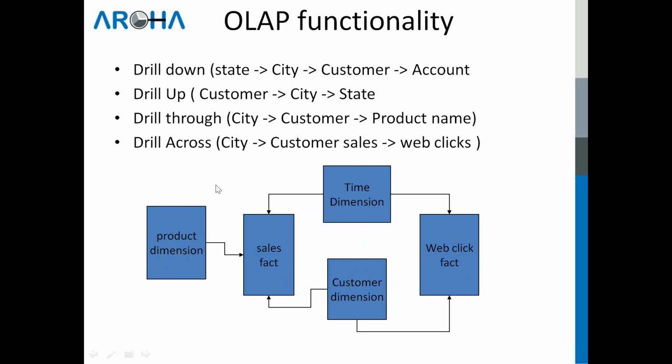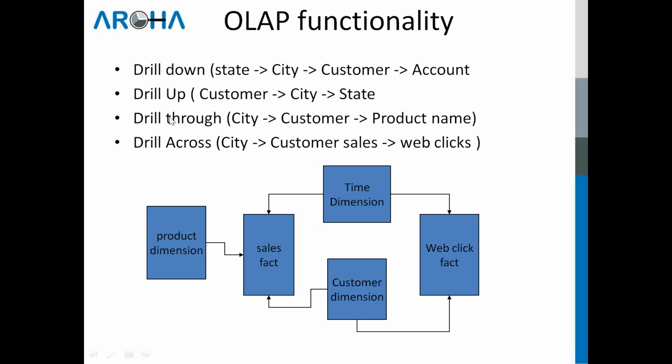When you say drill down, take an example of customer dimension. You are saying, okay, show me state level, then from state to city to customer to an account. That is a drill down. Drill up is from customer you go to state. Customer then collapse, it will go to city, then collapse the city, then it will go to the state.